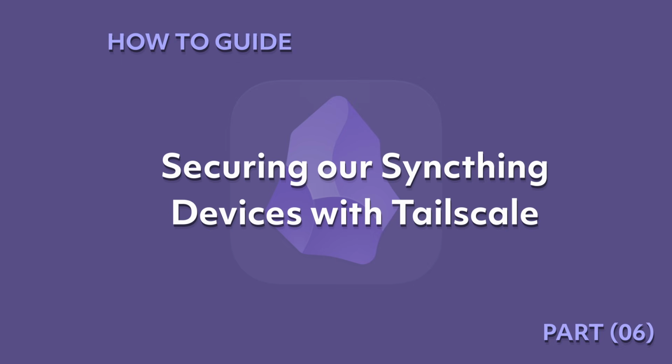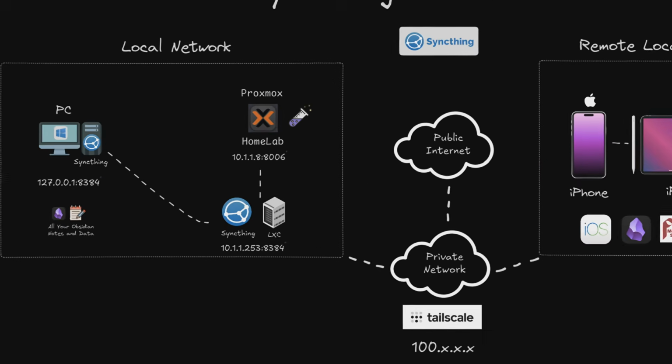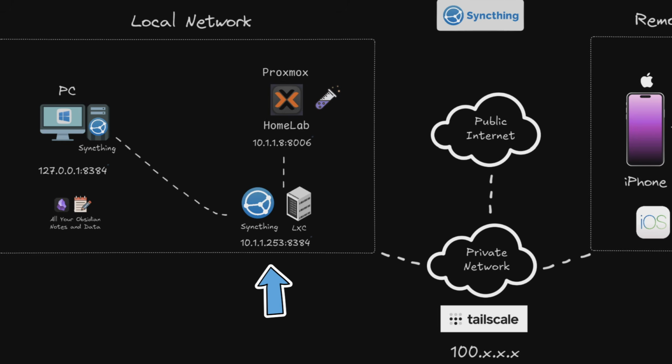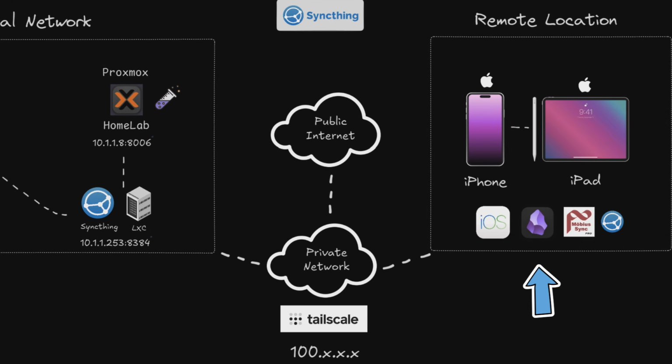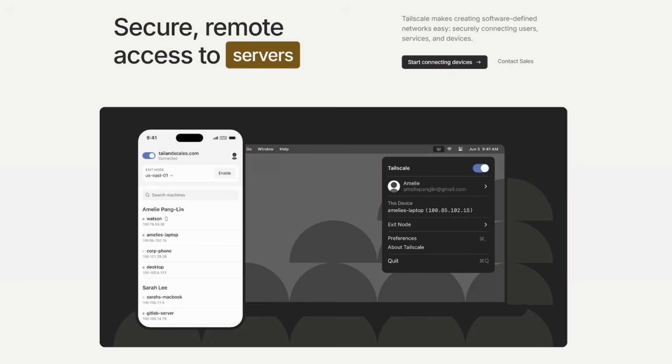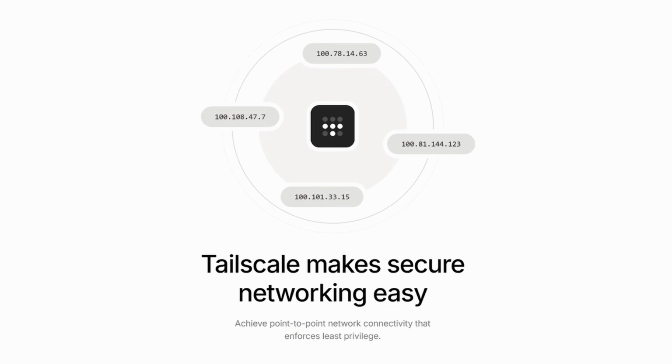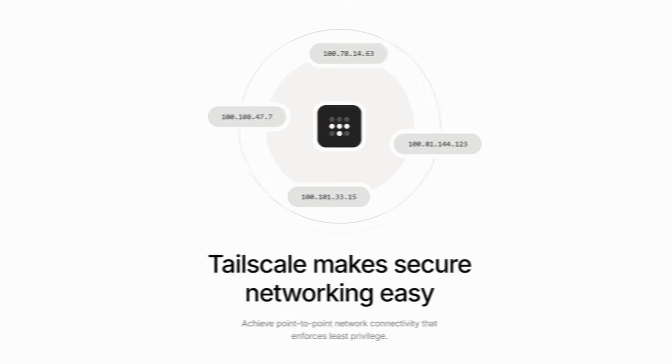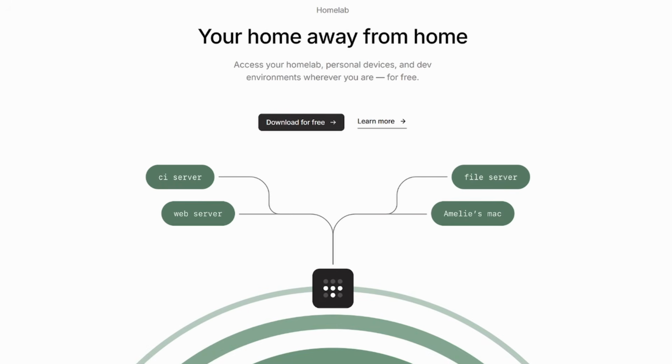Securing our devices with Tailscale. Now that we've set up our Syncthing server and connected our remote devices, it's time to secure our connections with Tailscale. Tailscale is a VPN service that will make it easy for us to secure our devices through a private mesh VPN network.